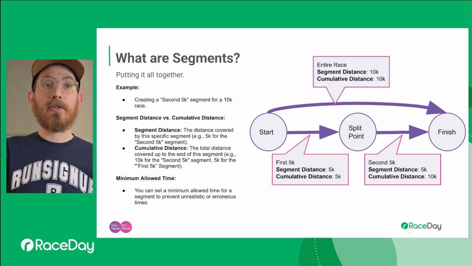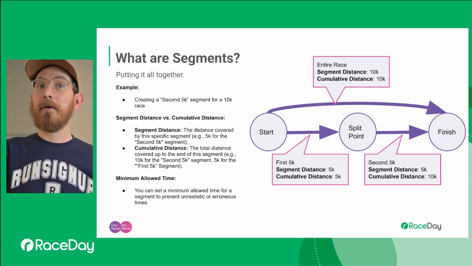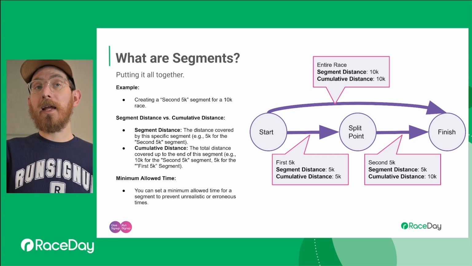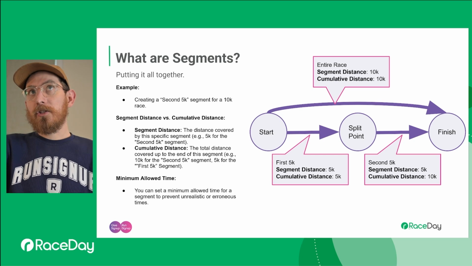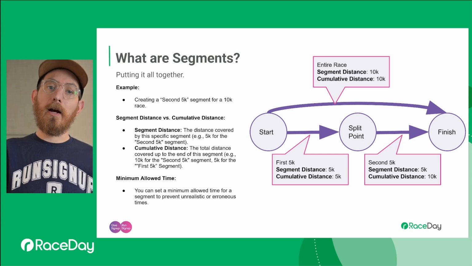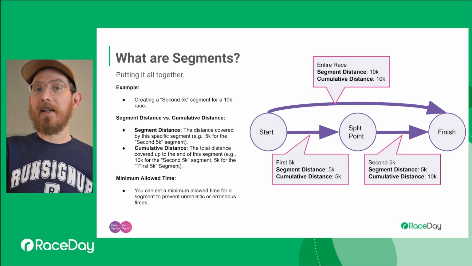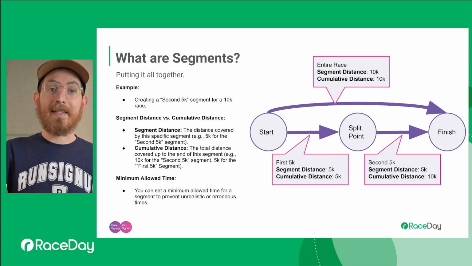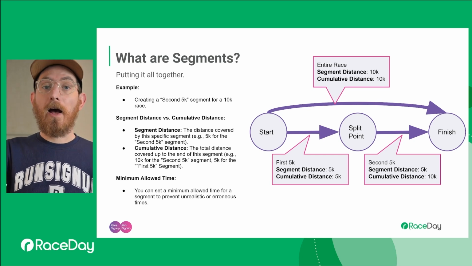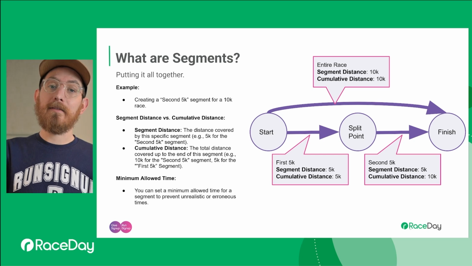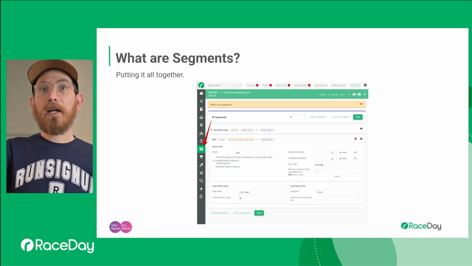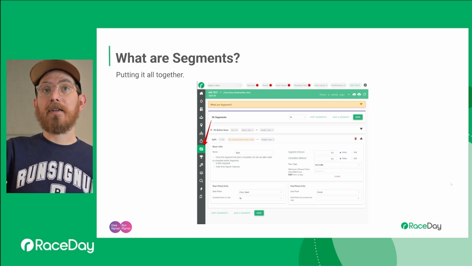Additionally, in segments, you do have the option to set a minimum allowed time for each segment to prevent unrealistic or erroneous times. This is really handy if you have a chance to get a bad read somewhere that causes a really short segment time to occur. You could just set a minimum time that'd be reasonable. So if you have a bike leg, you might set it to 20 minutes or something like that. And it'll make it ignore any times that are less than 20 minutes. And that is found in segments. Looks like a little map icon here.